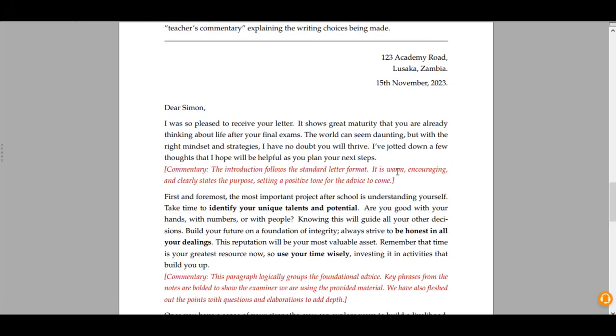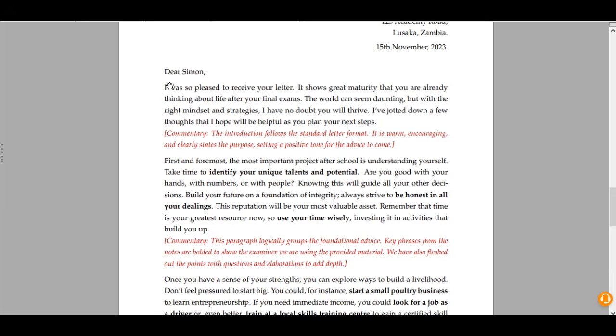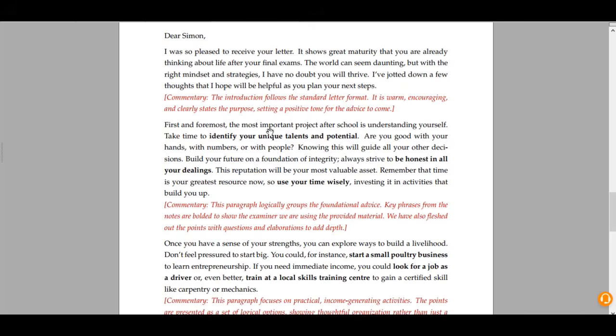Very good. So you see, you introduce why you're writing the letter and what you're going to talk about. You don't start mentioning the advice or your notes within the first paragraph. You're just introducing the letter as well as what you're going to talk about. So that's a standard letter format. Be warm, encouraging, clearly state the purpose and set a positive tone for the advice.